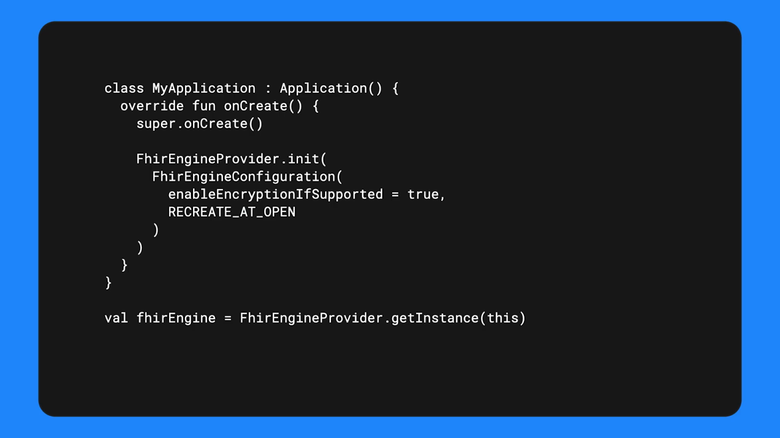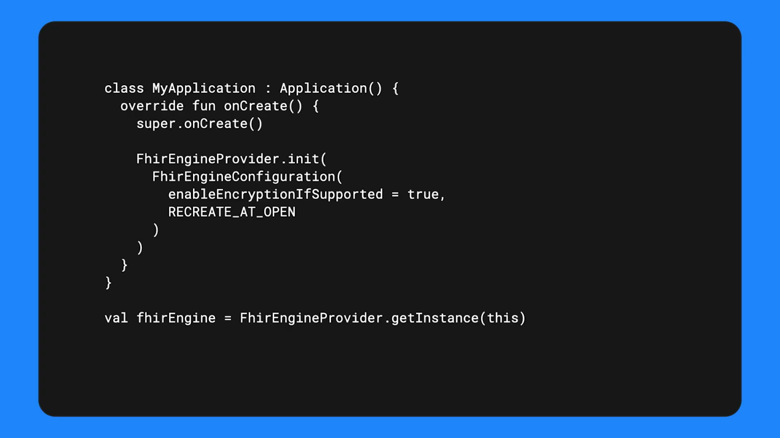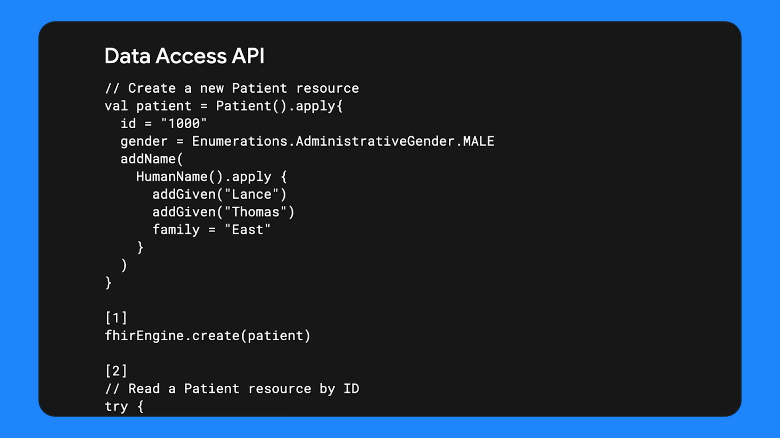To create the FHIR Engine instance, use the FhirEngineProvider class and call FhirEngineProvider.init with the FHIR Engine configuration. In the configuration, you can specify database configs regarding encryption, as well as network configs, such as the FHIR server's base URL or timeout thresholds for network communication. Our API documentation includes full details of these configs. Now, anywhere in your application, you can simply grab the FHIR Engine instance by calling the FhirEngineProvider's getInstance function with the context.